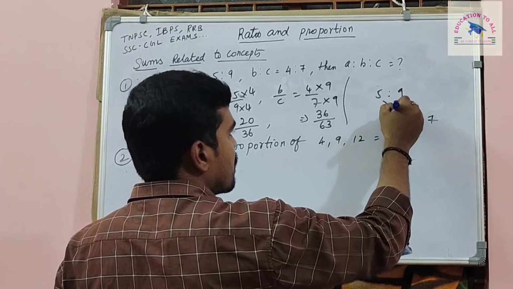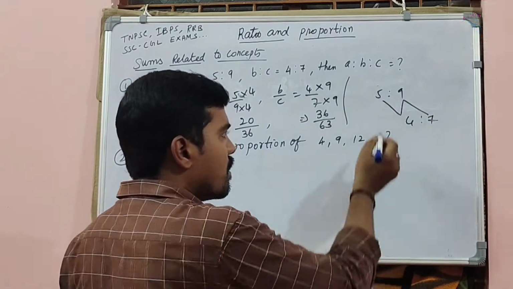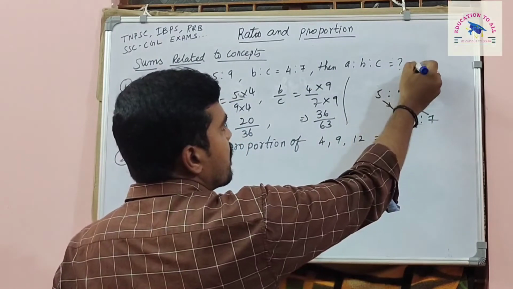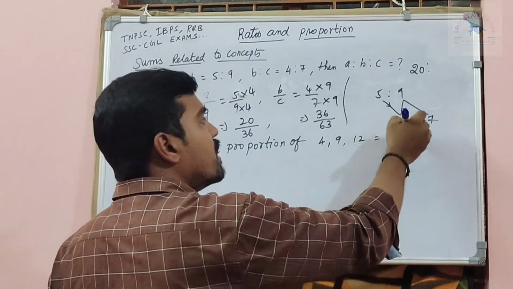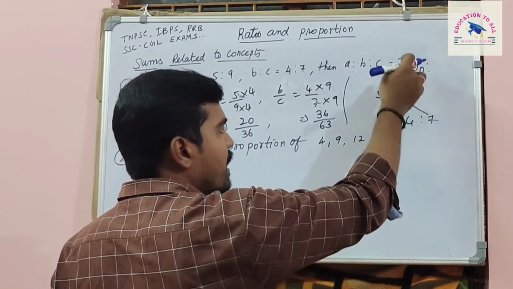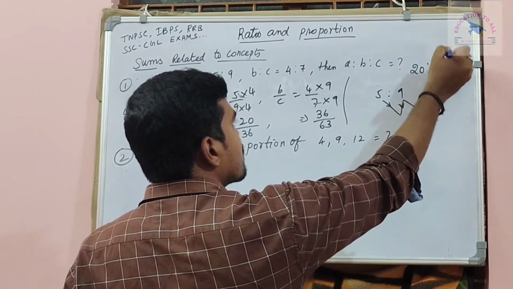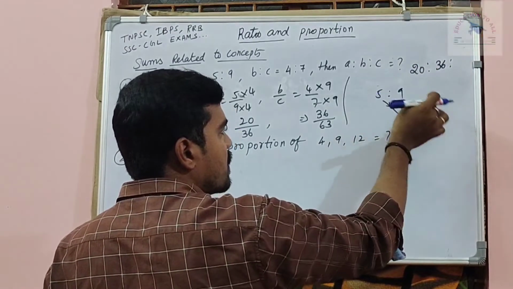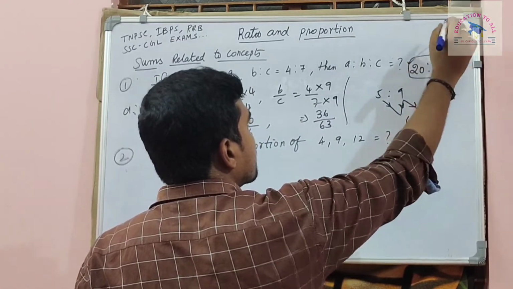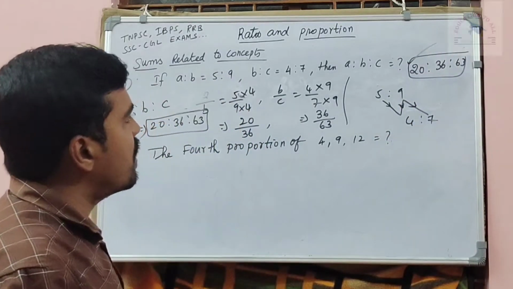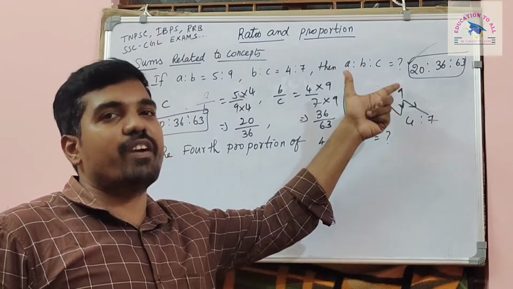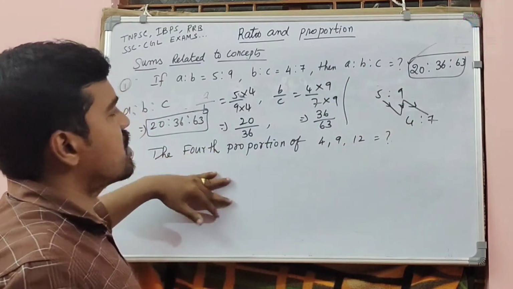Just multiply 5 into 4. Keep it here, 20. Multiply 4 into 9, 9 into 4, which will be 36. Next, multiply 9 into 7, which will be 63. So we got the answer. So 20 is to 36 is to 63. Using 10 seconds, we can find the answer instead of doing it like this.